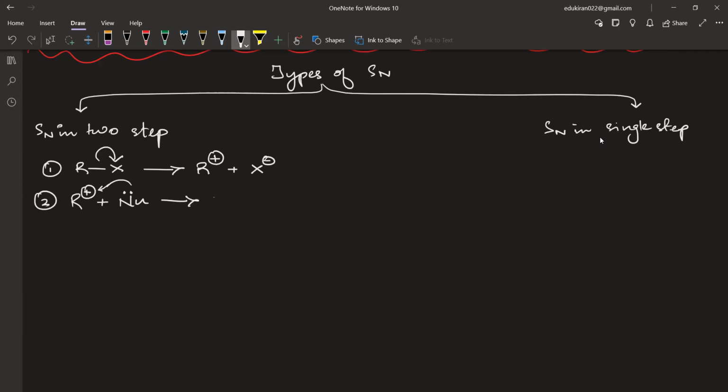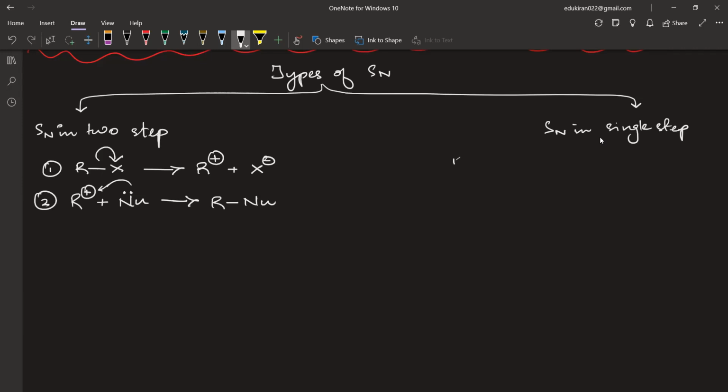Okay, nucleophile will always have a lone pair. It can have a negative charge and it cannot have a negative charge, but it will always have a lone pair. Negative charge is nothing but a lone pair only. It will give you R-Nu.